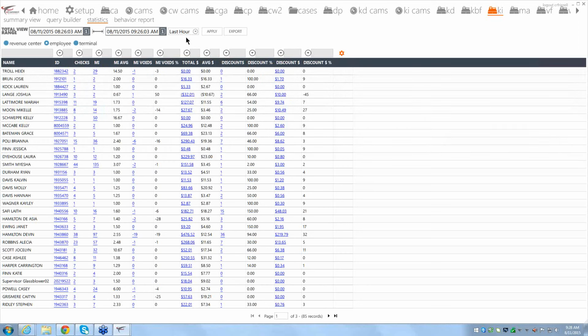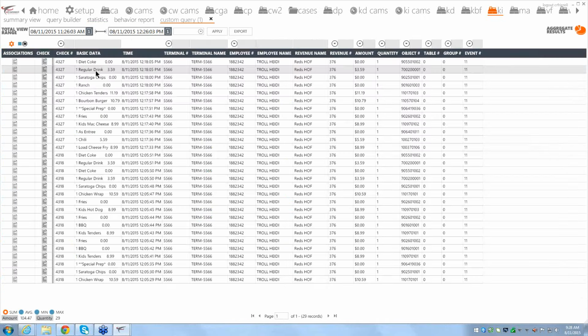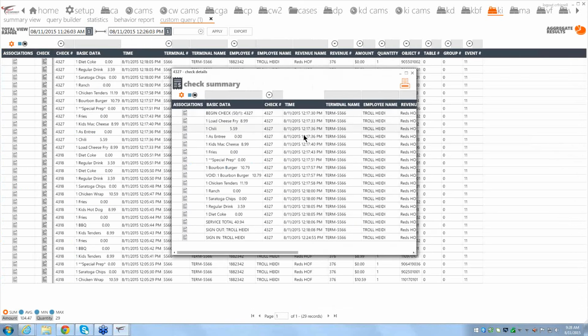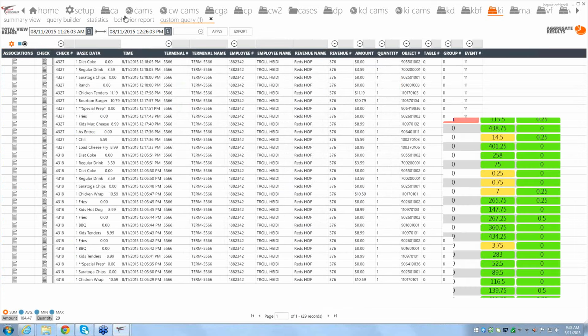So one of the things that you can do on any of these hyperlinks, let's say for menu items, if you click on that 29, the top one, it's just going to take you back to our standard grid page, and these are the 29 menu items that were ordered by that individual in the last hour. So this is a layout of the check that was ordered and all the items that were on that. So we can close that up and go back over to statistics.